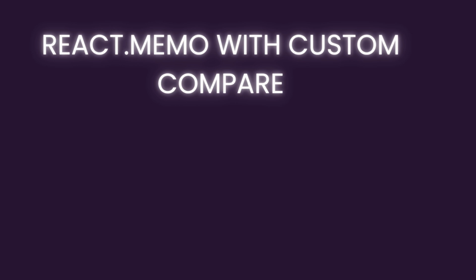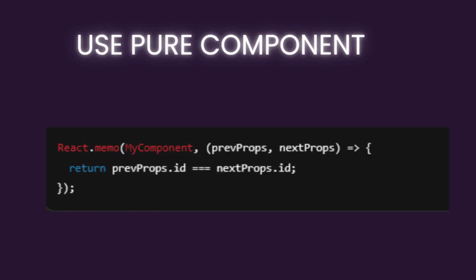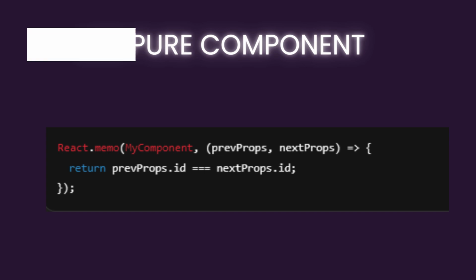Sometimes, a small prop change causes a big re-render tree. Use pure components or custom comparison logic to stop wasteful renders. React.memo can even accept a custom comparator. This tells React exactly when to skip rendering.